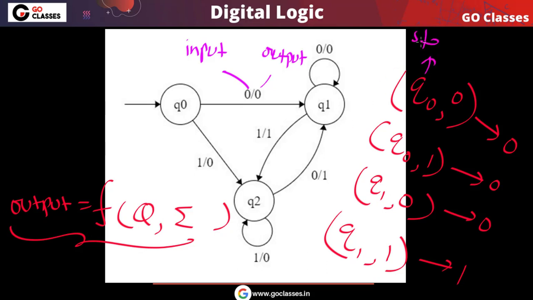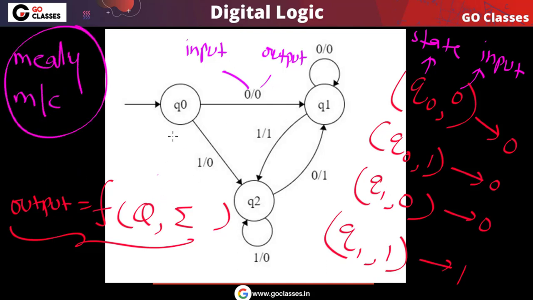The output depends on state and the output depends on input. So that is the reason this is a Mealy machine. I can say finally this is a Mealy machine. In the Mealy machine, the output depends on state, comma, input. So this is the point. This is a Mealy machine.